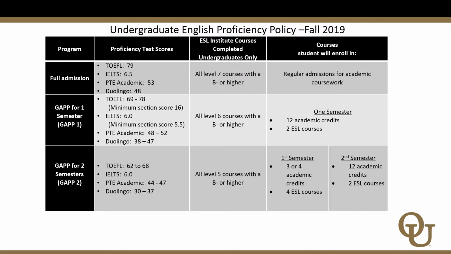For students who wish to be part of GAPP 1, which means they will be a GAPP student for 1 semester, the proficiency test scores are stated where the arrow is pointing. Also, if students have been attending the ESL Institute, they must have completed all Level 6 courses with a B- or higher. As a GAPP 1 student, they will enroll in GAPP for 1 semester. They will take 12 academic credits and 2 ESL courses. I'll go into more detail about what this looks like in another slide.